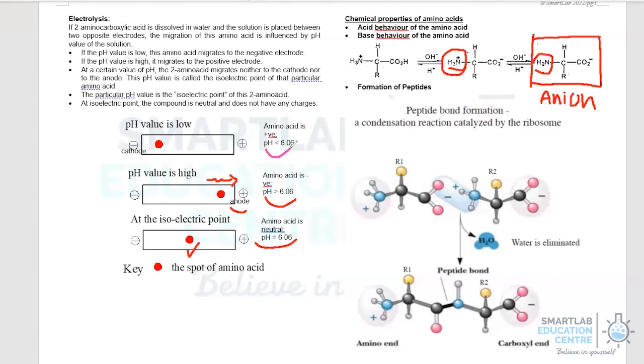Finally, if the pH is less than the pH of your isoelectric point, which is 6.06, then your COO- will now accept the H+ to become COOH. After it becomes COOH, the form of the amino acid that exists will be positively charged. So in this case, it will be a cation. So the cation will be attracted towards the negatively charged plate, which is the cathode.